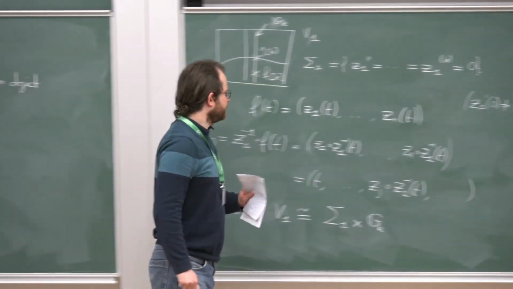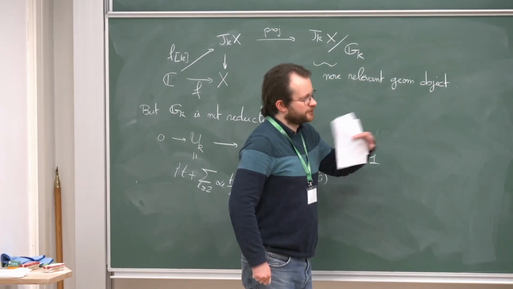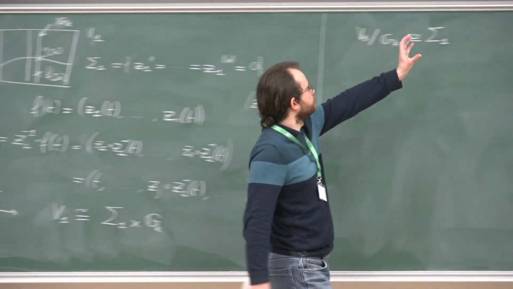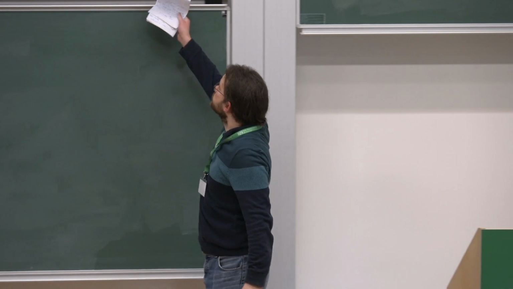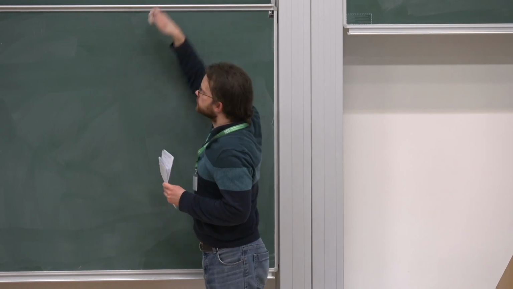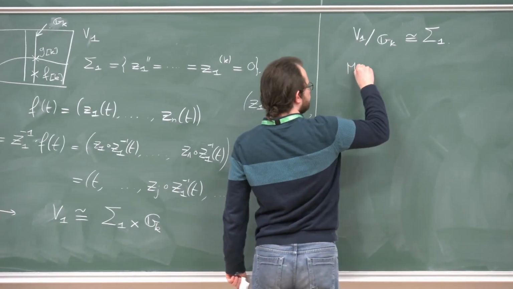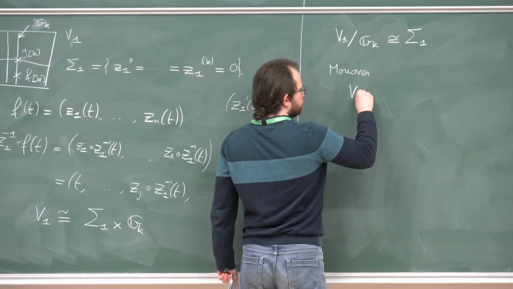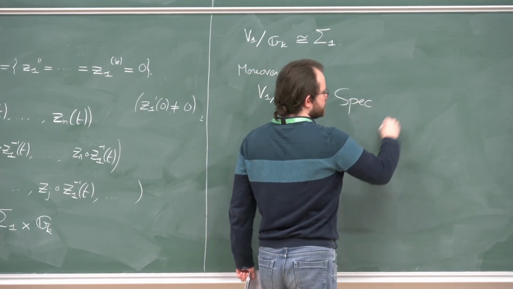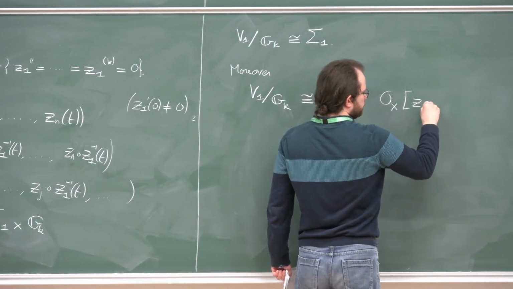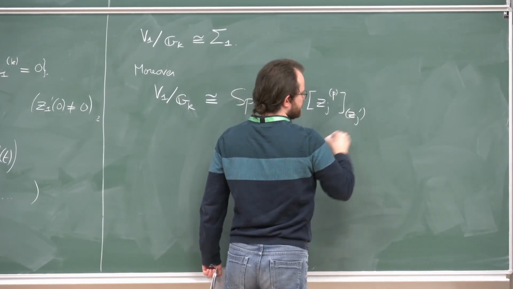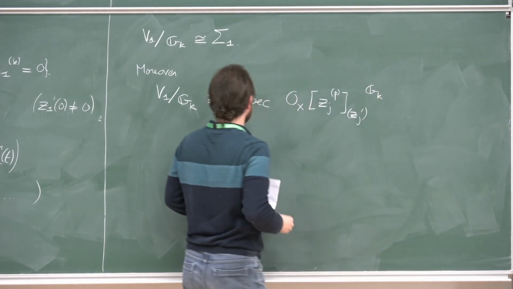But that's not the end of the story. In GIT theory, what we usually want is to write the quotients, say, affine quotients, as a spectrum of the algebra of invariants inside our first algebra. So, moreover, this V1 over GK is in that case isomorphic to our first algebra, in which we have selected the invariants over GK.